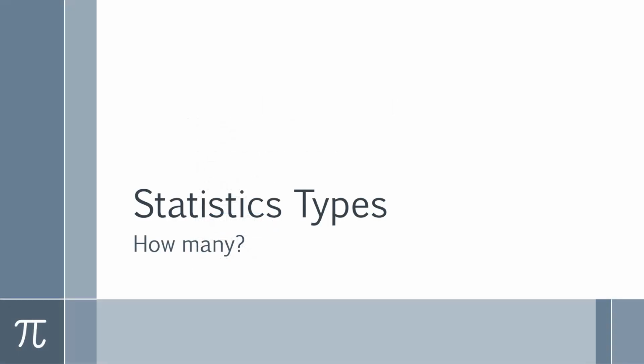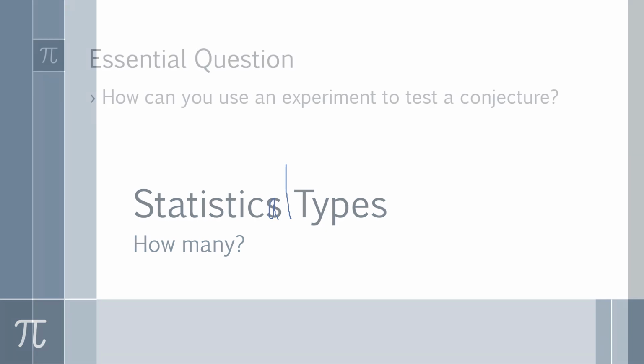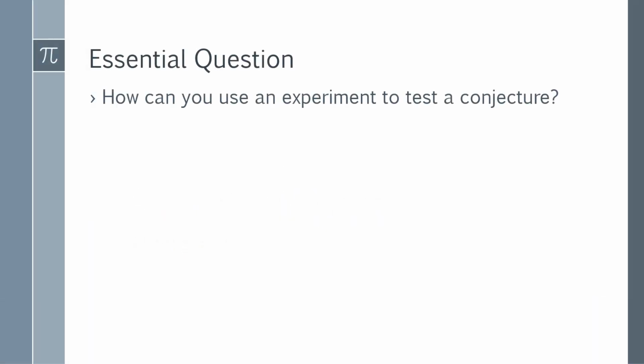Alright, so let's look at statistical types, not statistics, statistical types. And we know there's two types. And again, we talked about how we can use an experiment to test a conjecture, to test a conclusion. So we're going to run through the exercise we have done already.